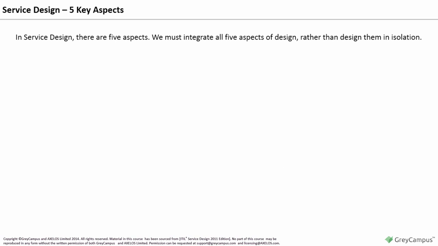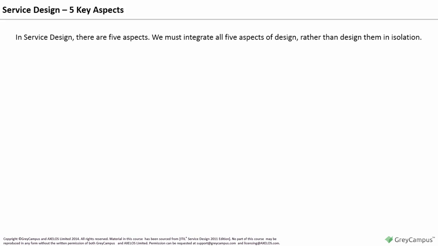Service design, 5 key aspects. In service design, there are 5 aspects. We must integrate all 5 aspects of design, rather than design them in isolation. This ensures that an integrated enterprise architecture is produced, consisting of a set of standards, designs, and architectures that satisfy all of the management and operational requirements of services, as well as the functionality required by the business. This integrated design ensures that when a new or changed service is implemented, it not only provides the functionality required by the business, but also meets and continues to meet all its service levels and targets in all areas.